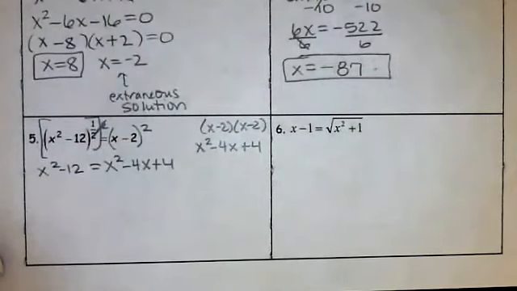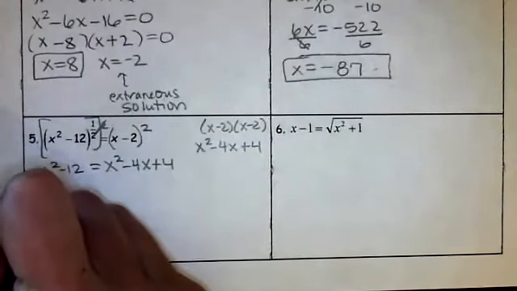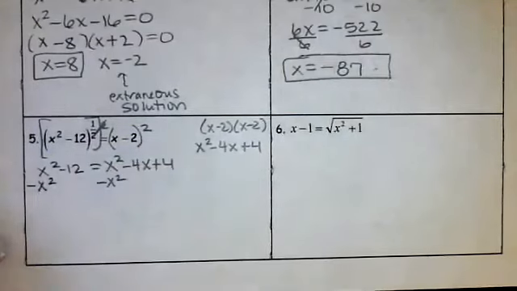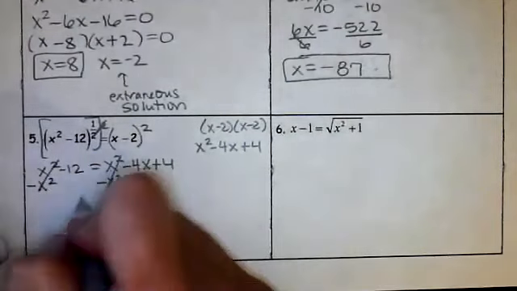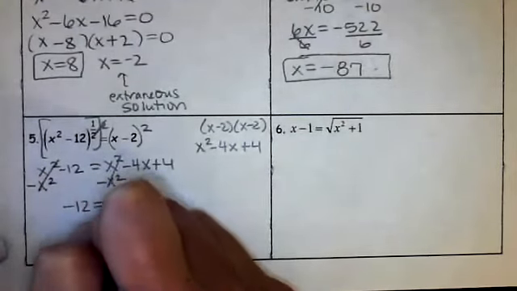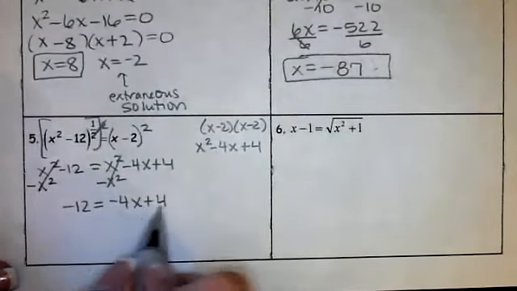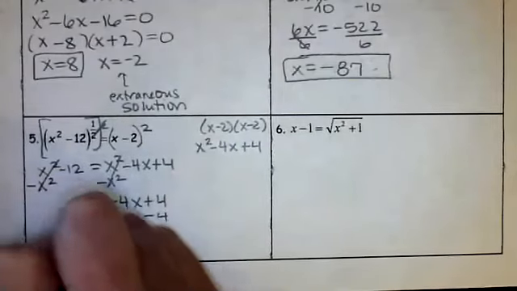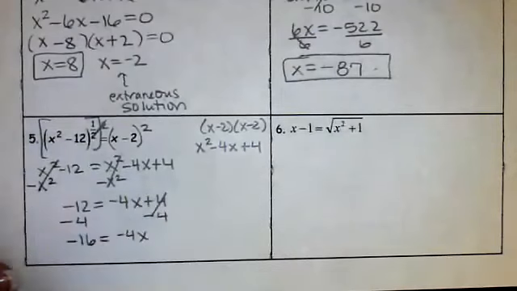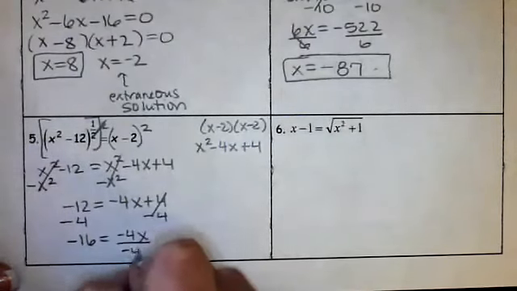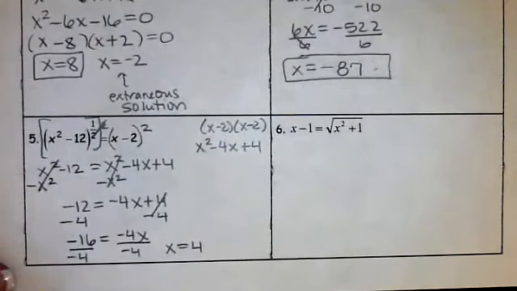Now, since it's a quadratic, we want to get it set equal to 0. Since this is positive, I'm going to subtract that x squared to get it to the other side. And so that cancels and that cancels. So the x squareds are actually gone and that leaves us a linear situation. We want to get the x by itself, so we're going to subtract this 4 to get it to the other side. And that gives us negative 16 is equal to negative 4x. We're going to divide by negative 4. And so x is equal to positive 4.